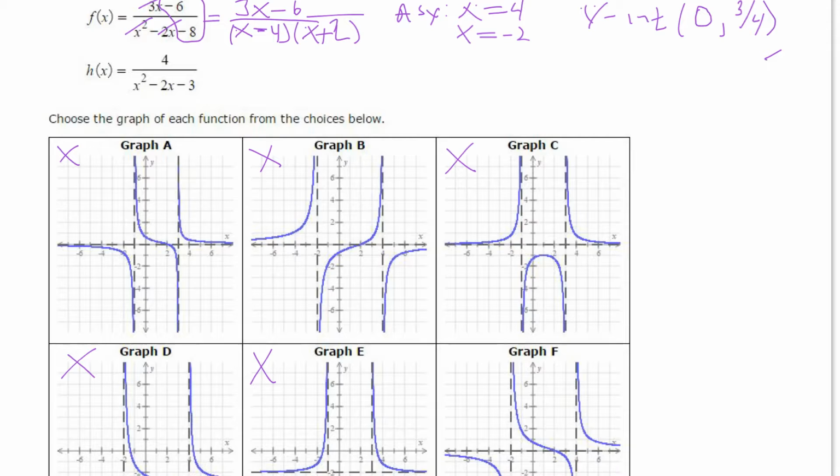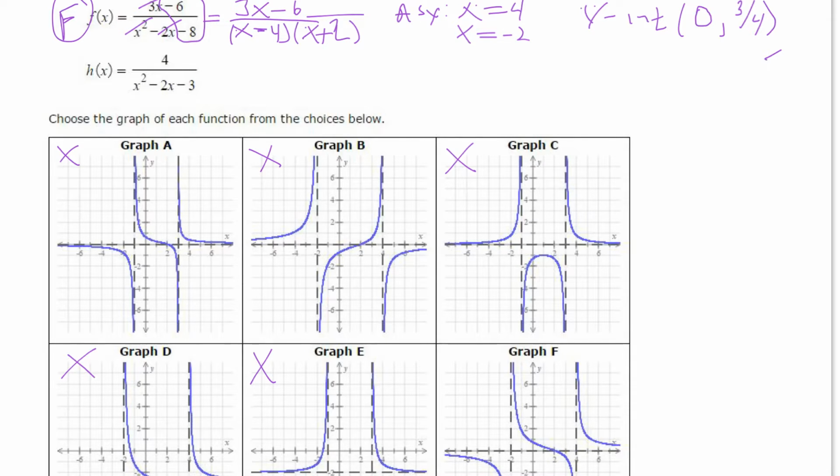If I take a look at graph F and look at my y-intercept, you can see that it's touching right underneath the positive 1, which tells me that it's probably pretty close to 3/4. So graph F is going to be the graph that we want. So f of x is graph F. Then we want to take a look at h of x.